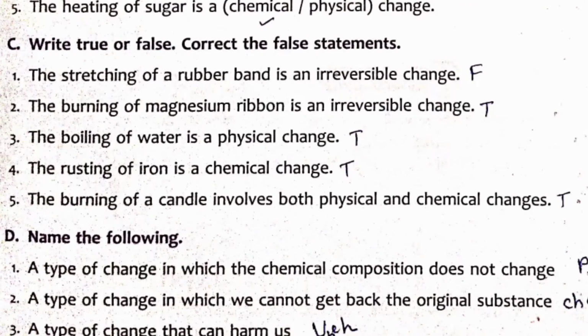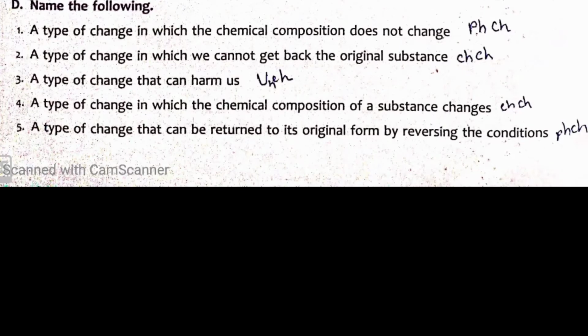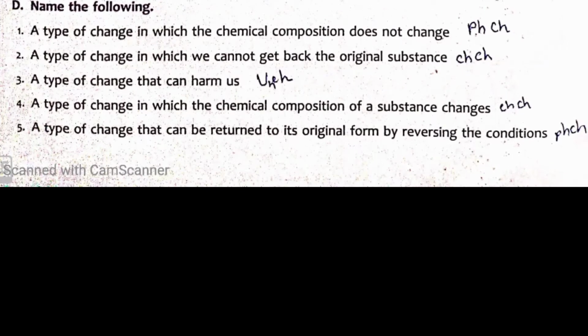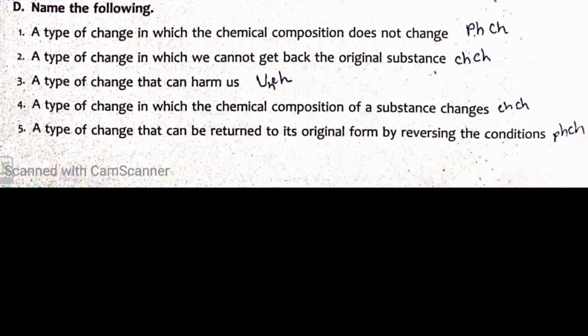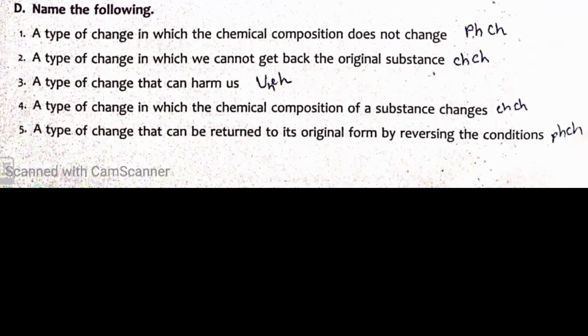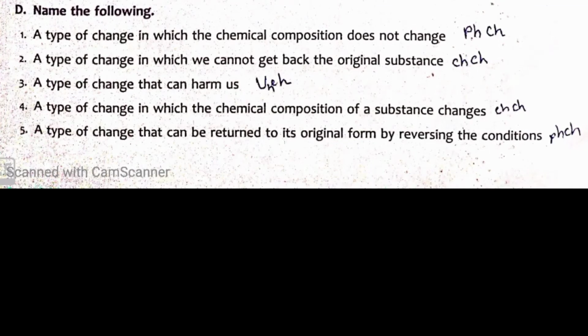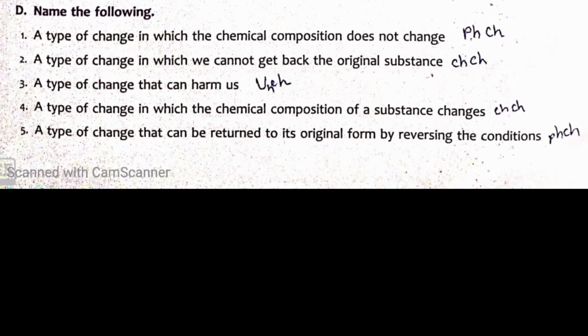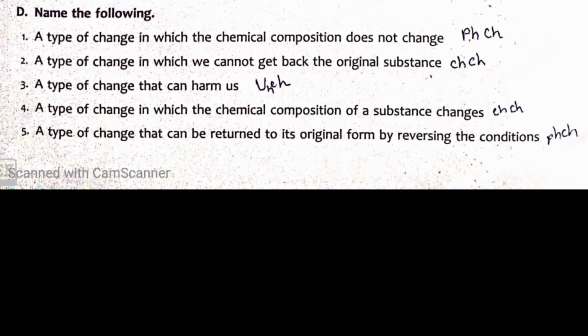Second number is, a type of change in which we cannot get back the original substance. Answer is chemical change. Then third number is, a type of change that can harm us. Undesirable change. Fourth number is, a type of change in which the chemical composition of a substance changes. Answer is chemical change.